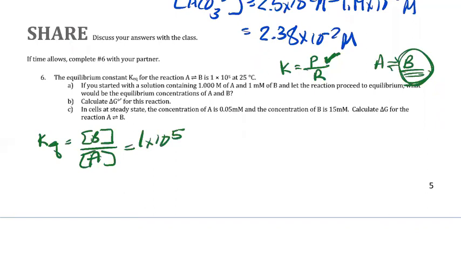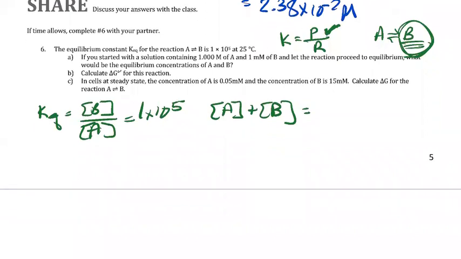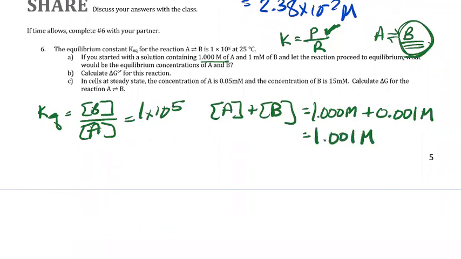What else do we know? We know that the total moles of this solution is not going to change. It's got to stay constant. So we also know that our concentration of A plus our concentration of B is going to equal the total concentration. We know we had 1 molar of A, and we know we had 1 millimolar of B, so 0.001 molar, right? So we get them in the same unit. So what is A plus B? A plus B is going to give me 1.001 molar total. This is our total.